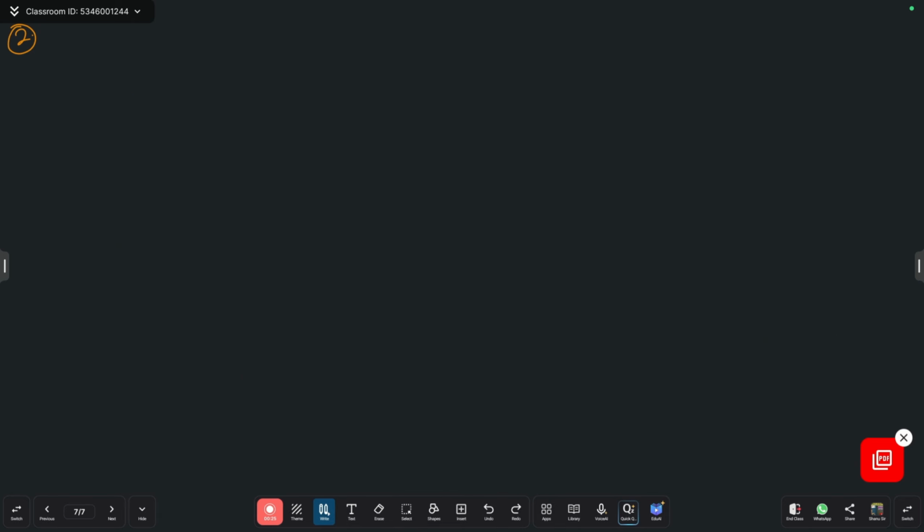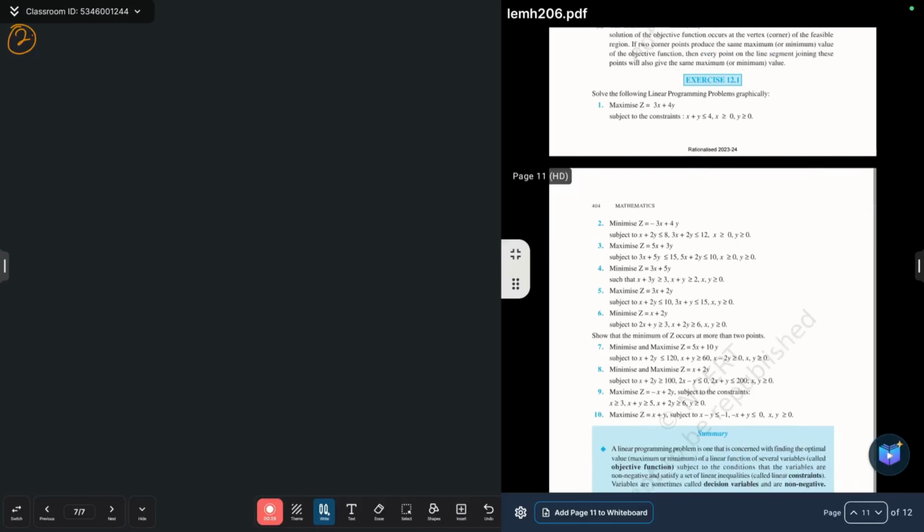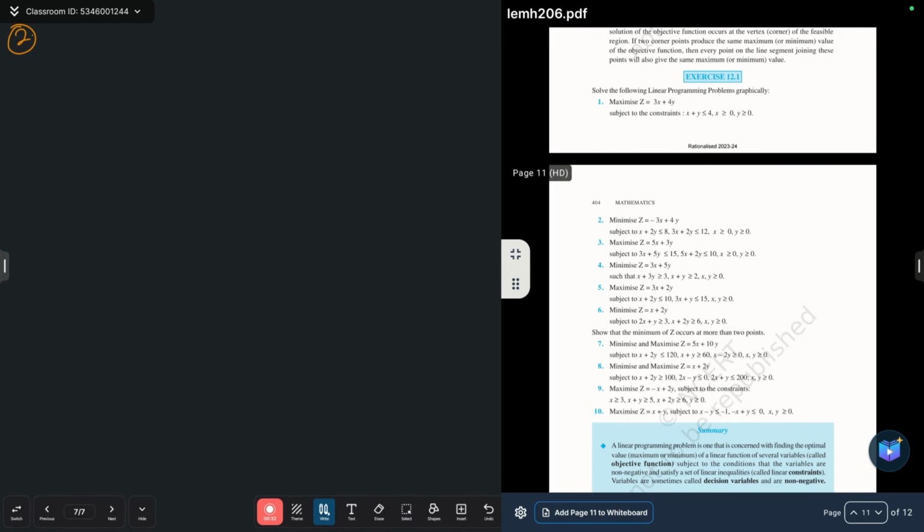Yes. Second problem, what is the objective function given? This time we have to minimize. The problem is: minimize z equals minus 3x plus 4y, subject to constraints.